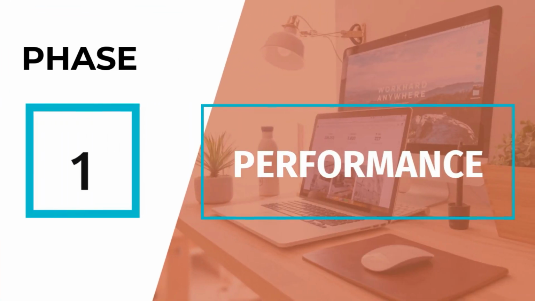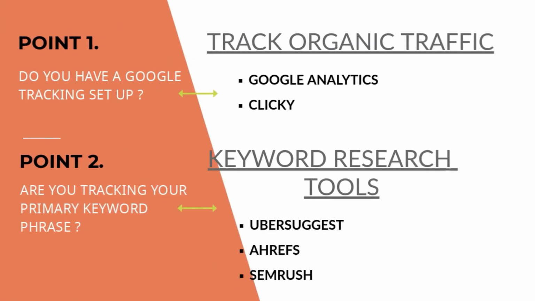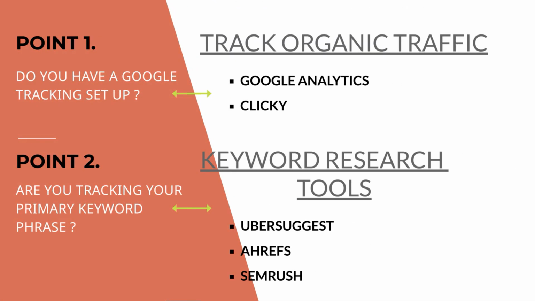Let's start with phase 1, performance. Number 1. Do you have Google Analytics tracking set up? If you don't have a setup, just create one. You need to measure the SEO performance of your page. Here are a couple of tools to check this. Number 1. Google Analytics. Number 2. Clicky. It is very important for you to track the source of organic traffic and conversions.